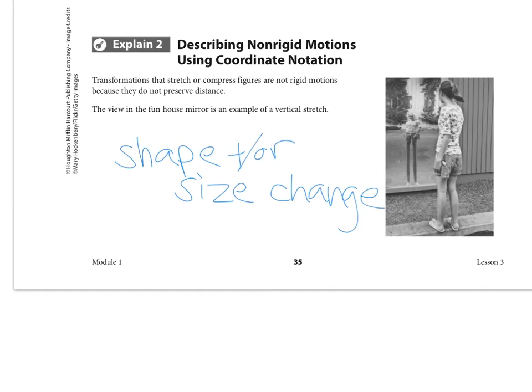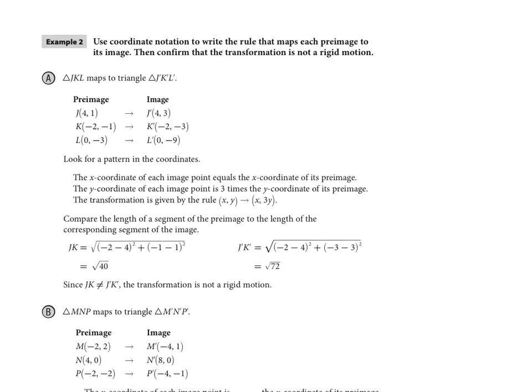So on the next page, you're going to be doing the same thing you were before. We're going to be taking the list of the points for pre-image and image and comparing them and seeing what's changed, okay? So in this case, we went from (4,1) for J to J prime, which was (4,3). Now we might think, okay, well, I added 2, but let's look at the second point. If we go (-2,-1) to K prime is (-2,-3). If I just think about adding 2 to that Y coordinate, adding 2 to -1 is going to get me to (-2,1), and that's not what we have. So there must be another relationship.